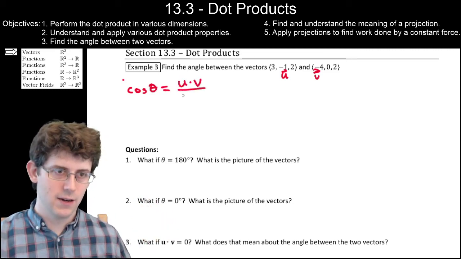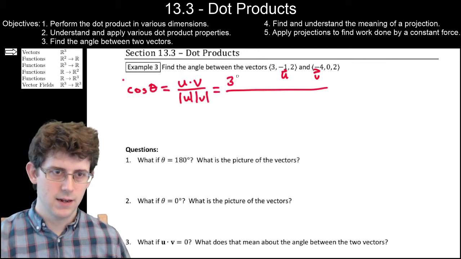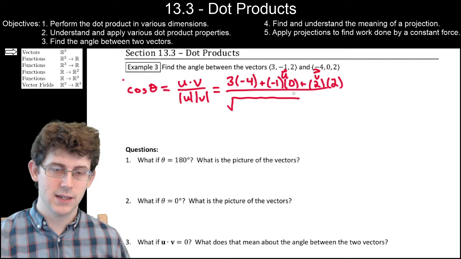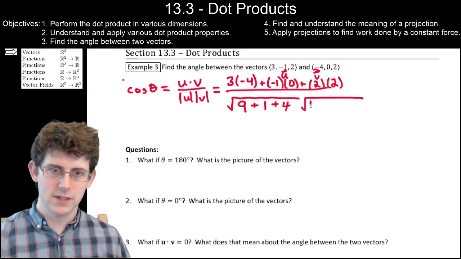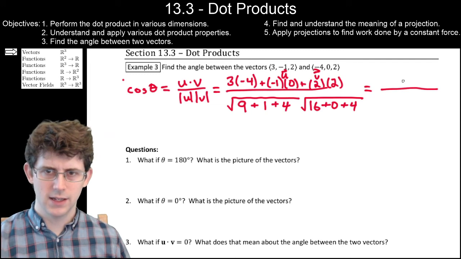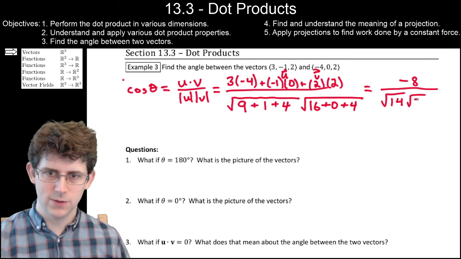It's u dot v over magnitude of u, magnitude of v. Dot the vectors together. So that's multiply the x-coordinates, multiply the y-coordinates, multiply the z-coordinates, and add them together. And then divide by their magnitudes. The magnitude of u is square all the components, add them together, and take the square root. And the magnitude of v is the same thing. So in total, on the numerator, I have minus 12 plus 4. So that's minus 8. In the denominator, it looks like I have square root of 14, square root of 20.